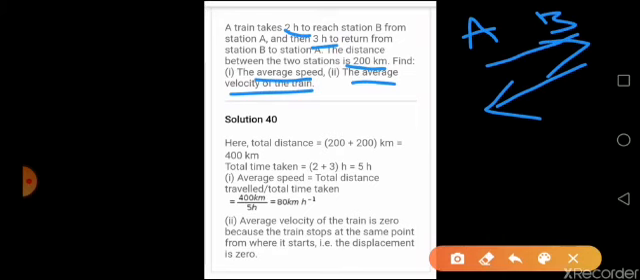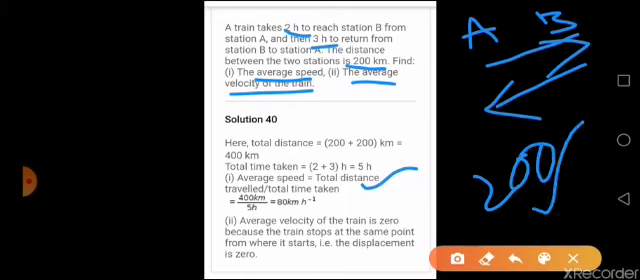Now to find the average speed, you know the equation: total distance traveled upon total time taken. Now here, total distance, you know, from A to B it is 200 and B to A also it is the same distance only.